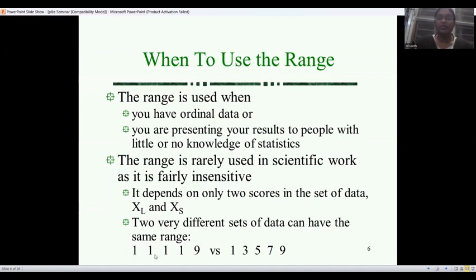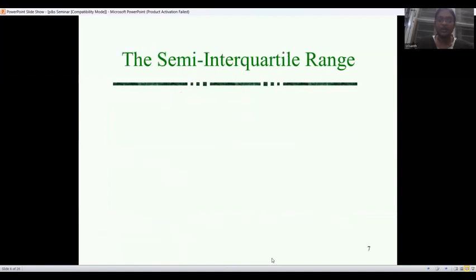Here, there are two different sets. This is 1 and this is 1, and here the range is 9 minus 1 equal to 8, and here also the range is 9 minus 1 equal to 8.